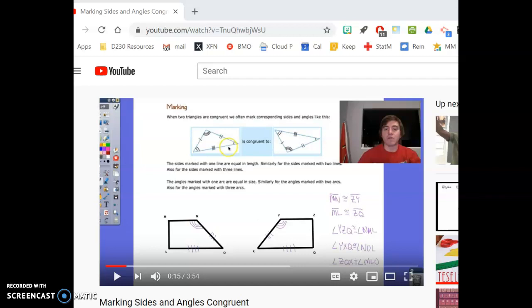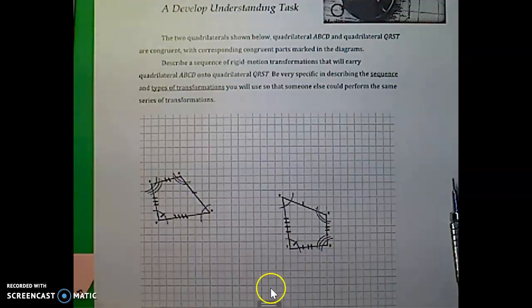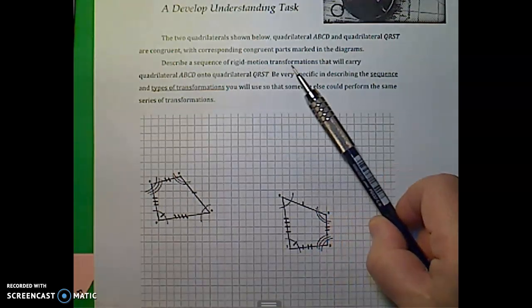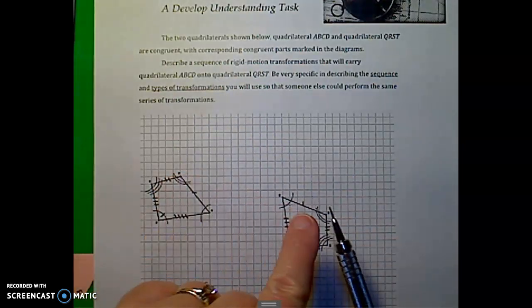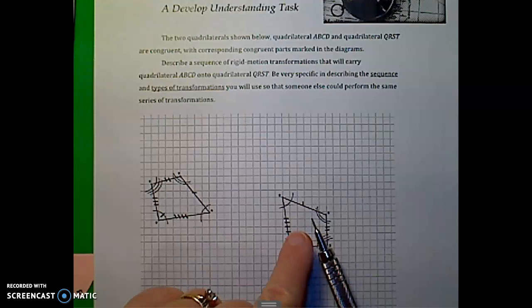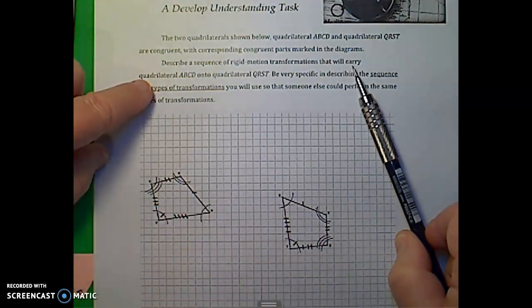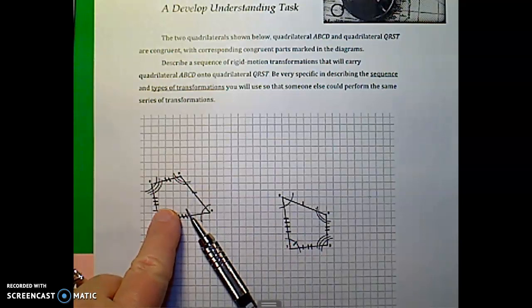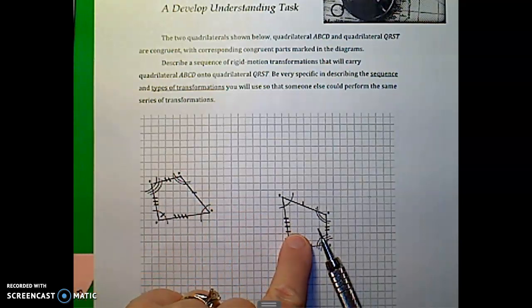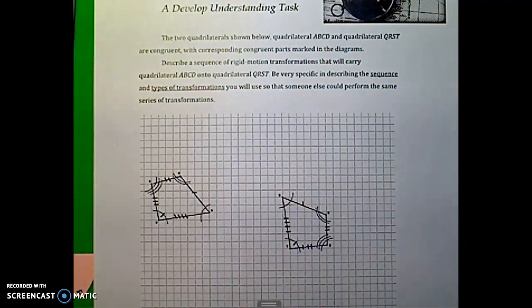Now, if I could get back to my, here we go. All right. Our task for today is to describe a sequence of rigid motion transformations that carry quadrilateral ABCD on the left onto quadrilateral QRST on the right. And when we say carry onto, that means that this quadrilateral has to match up exactly with that one.